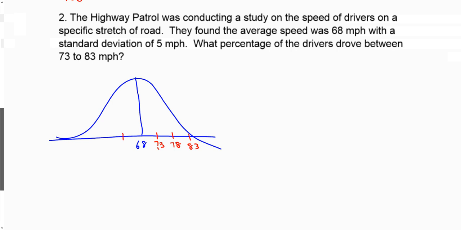So this is 5 miles, so 63, then 58, and then 53. So it says, what percentage of the drivers drove between 73 to 83? That's the only part we care about. So 73 all the way to 83.